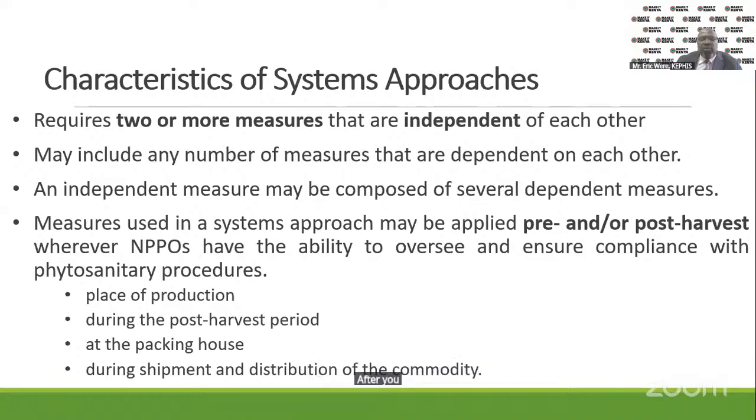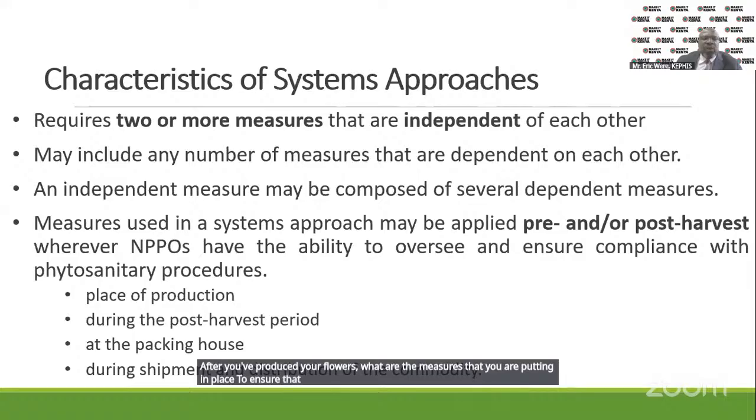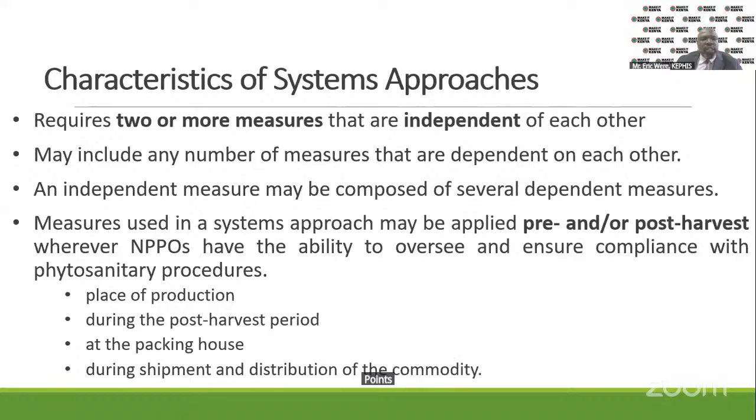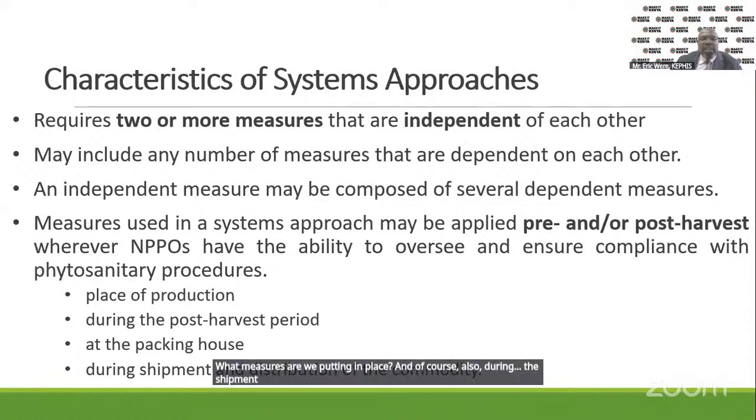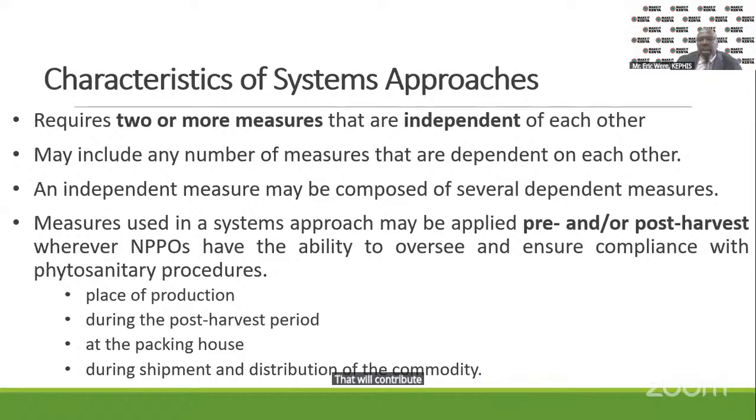We need to look at what measures you are putting in place during that phase of producing your flowers. After you've produced your flowers, what are the measures that you are putting in place to ensure that in case there was a leakage in the first control points, what else are you doing? At the packing, at the pack house, what measures are we putting in place? And of course, also during the shipment, do we have anything that we are going to put in place that will contribute to ensure that there's no cross-contamination in case there was a product that had this particular pest?